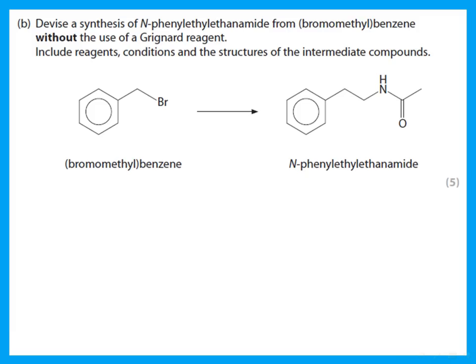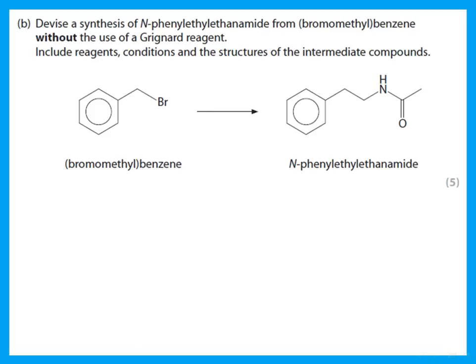Devise a synthesis of N-phenyl ethyl ethanamide, so that's that compound on the right, from bromomethylbenzene, that's the compound on the left, and he's saying without using Grignard. So we don't want to use Grignard reagent. Include reagents, conditions, and structures of the intermediate compounds. So if I'm starting with that bromomethyl benzene, how do I change it to this compound?